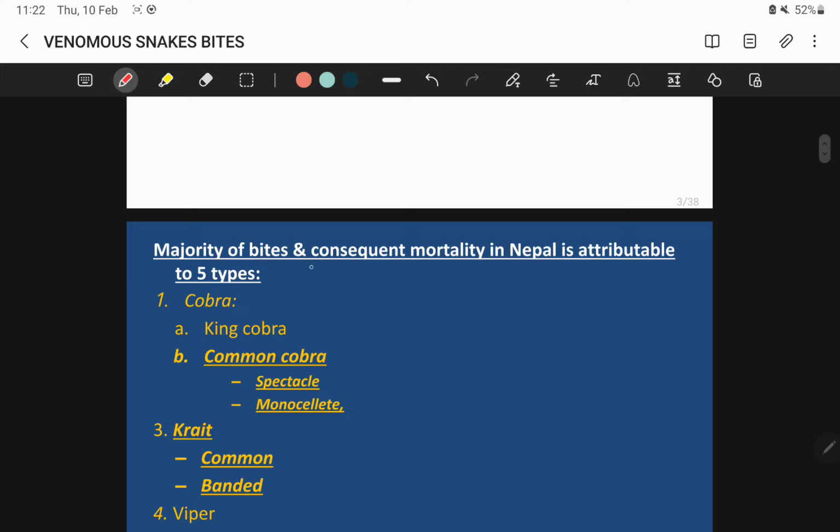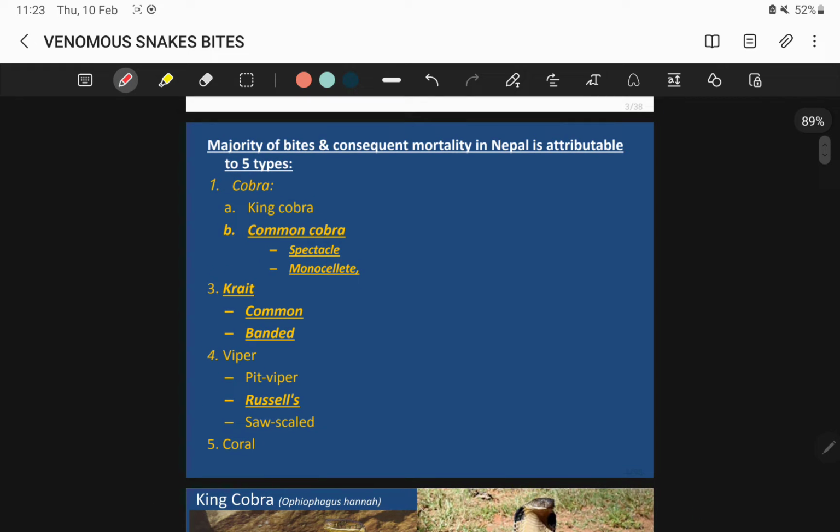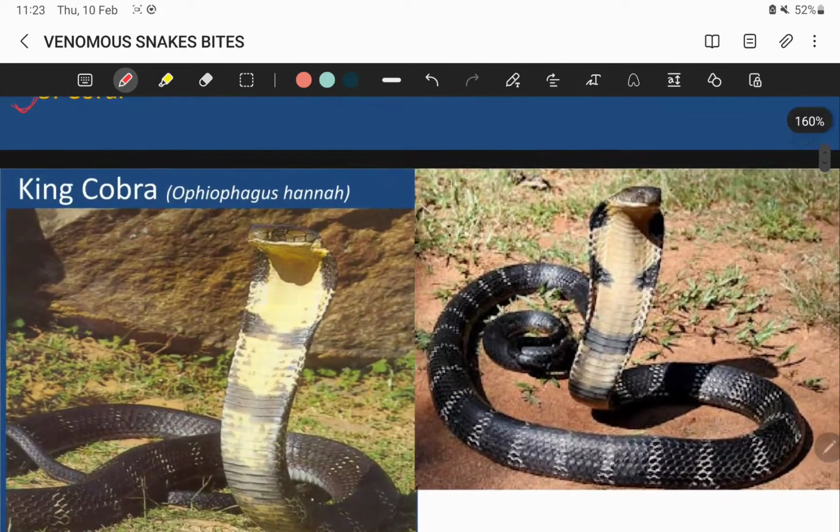The majority of bites and consequent mortality in Nepal is attributable to five types of snakes, which are very famous and common. We have already discussed this as well. What are they? First one is cobra: king cobra and common cobra. Another is krait, common and banded. Then in viper there is pit viper, Russell's viper, and saw-scaled viper, and then coral. So let's look at some photos.